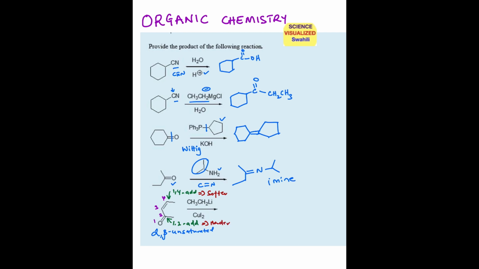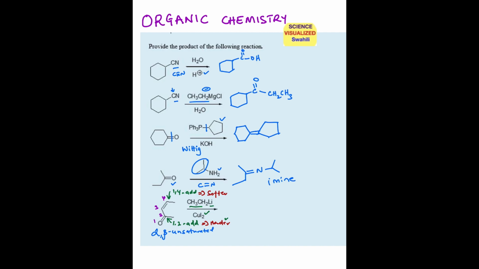Now let's look at what we have here. We have alkyl lithium. That's actually a harder nucleophile, but anytime you add copper, so this is copper iodide, so any type of cuprate, CuI, CuI2, CuCl, CuCl2, CuNO3, any type of copper salt, then that will change a harder nucleophile to become a softer nucleophile, and therefore you end up with a 1,4 addition.